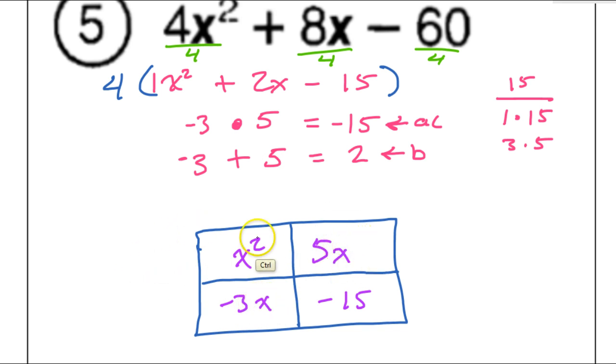Next you do the GCF. So the GCF of the top row is going to be x. The GCF of the bottom row, well, both of these are divisible by 3, but let's go ahead and call it negative 3 since the first term is negative. Now, the GCF of the first column is x, and the GCF of the second column is 5.